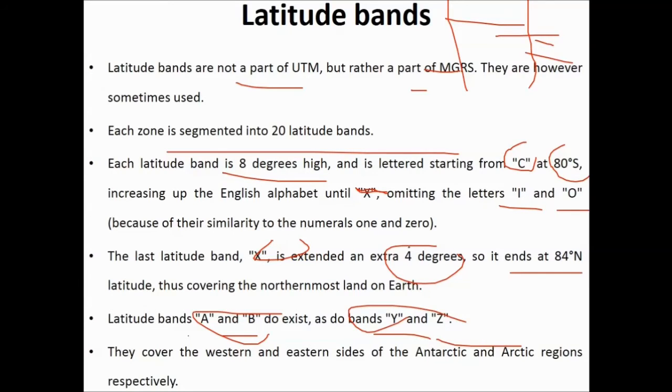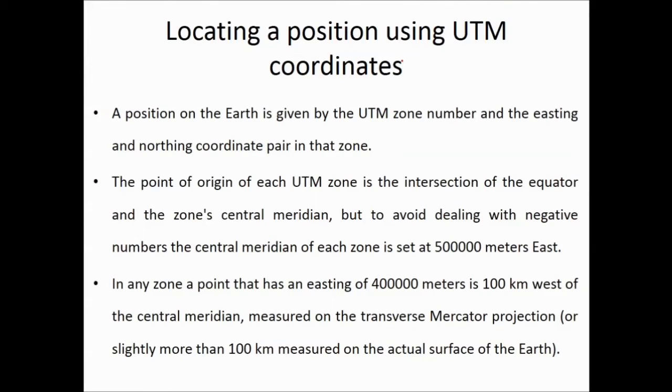So how do we locate a position using UTM coordinates? A position on the earth is given by the UTM zone number, and its easting and northing coordinate pair in that zone. The origin of each UTM zone is the intersection of the equator and the zone's center meridian. So this is the origin.